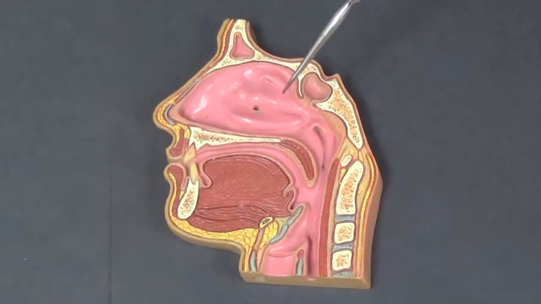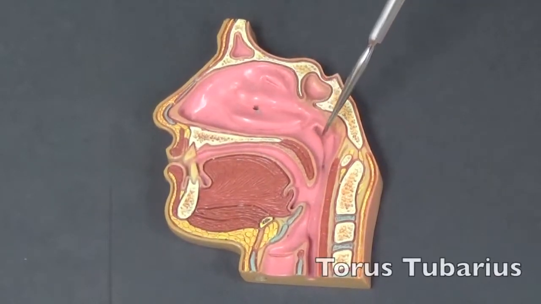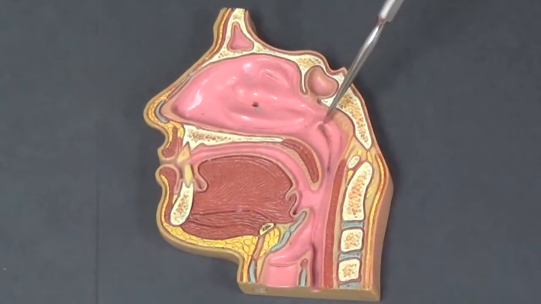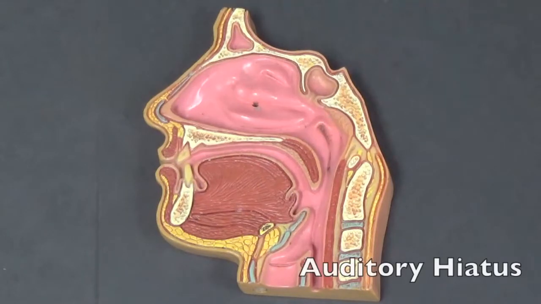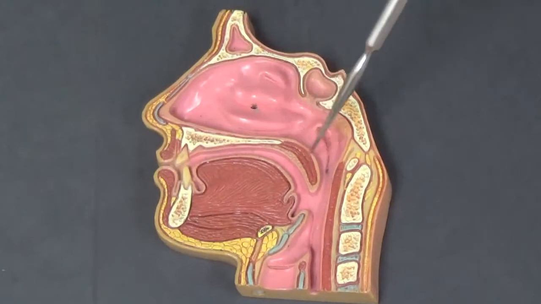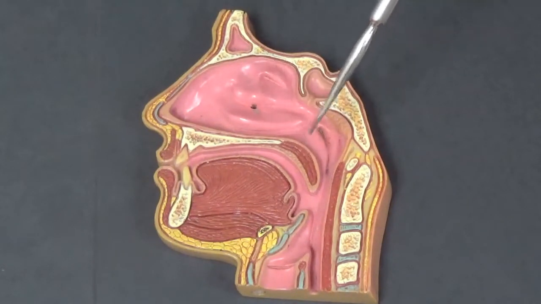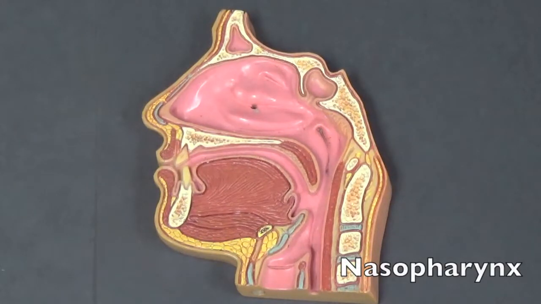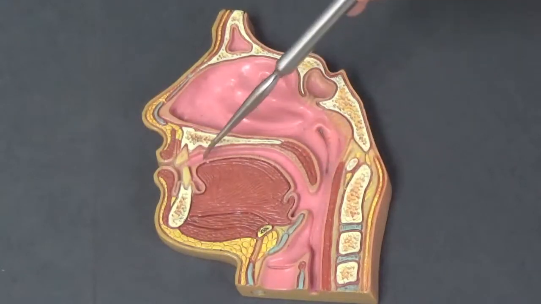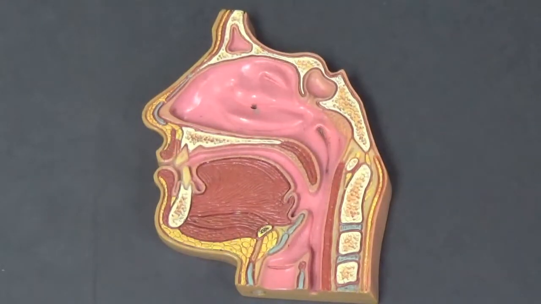Next, towards the back of the nose, shown here, is going to be torus tubarius, which is kind of a horseshoe-shaped structure. And in the center of that is the auditory hiatus. The auditory hiatus is the opening that's coming from the auditory tube that begins in the ear. When you get to the back of the nasal area, this is called the nasal pharynx. Moving down, shown here, where the oral cavity and the pharynx come together, is the oropharynx.